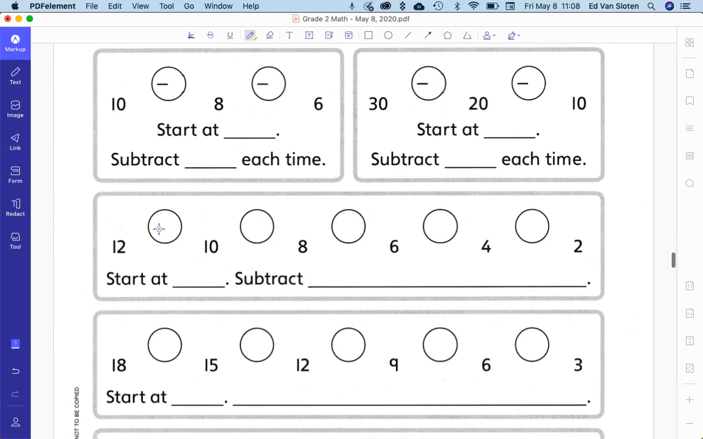So let's go to the big one. Right away we can put start at 12. Oh yeah, 12, 11, 10, that's 2. So subtract 2. Subtract 2. It's a pattern, so it's subtract 2 all the way across. 8, 6, 4, 2. That looks good. Subtract 2 each time. And they give you enough room to write on the line. I always like that.